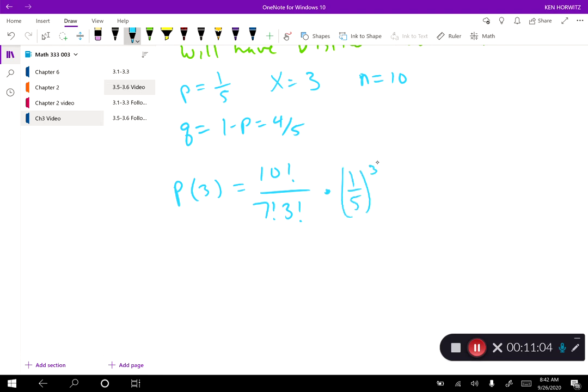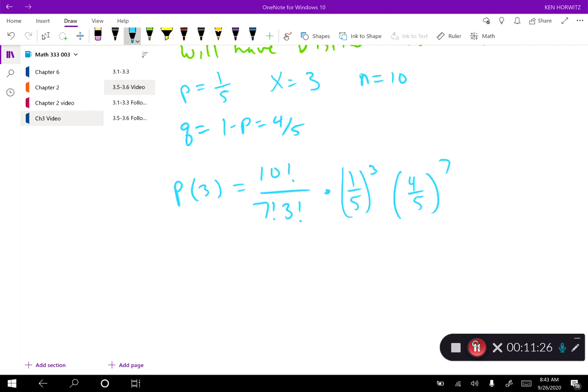1/5 to the 3rd power times 4/5 to the 7th power. All right, at this point, this is worthy of putting into your calculator. So why don't you pause the video, put it into your calculator, and we'll talk about it on the back end.